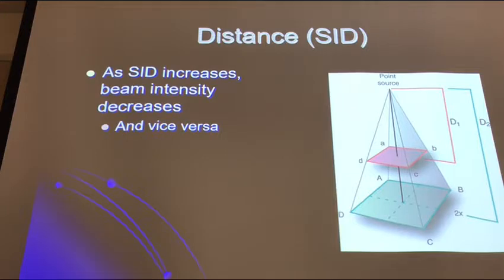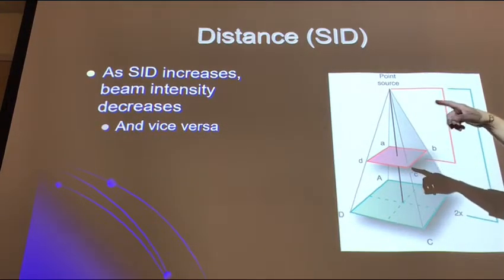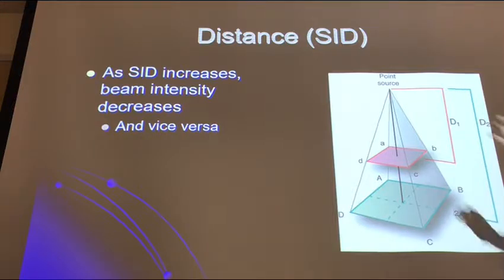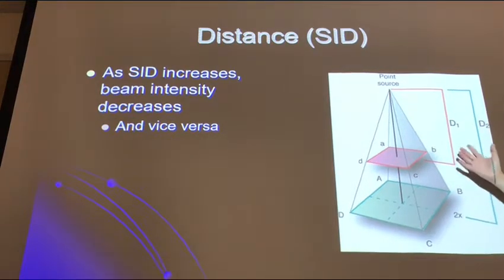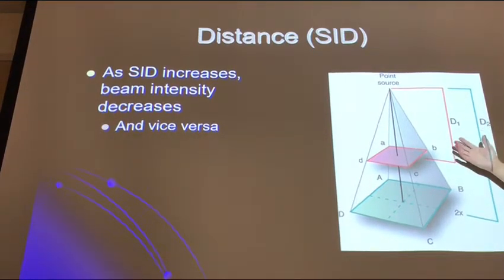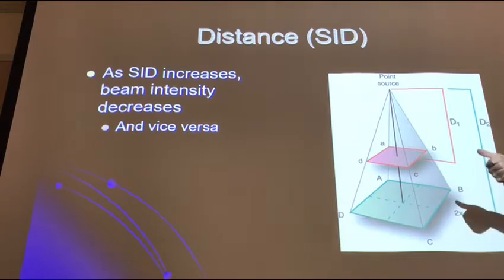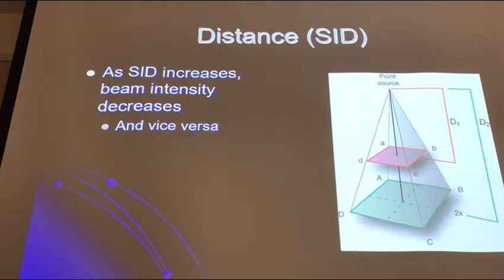So as the source to image distance increases, beam intensity will decrease. That makes sense, right? Think of this projector. If you move it to the end of the room, the intensity here is going to be a lot less. With a flashlight, you keep moving farther and farther away, the intensity is less. Same thing happens with X-rays. The farther you move, the less intensity you have.